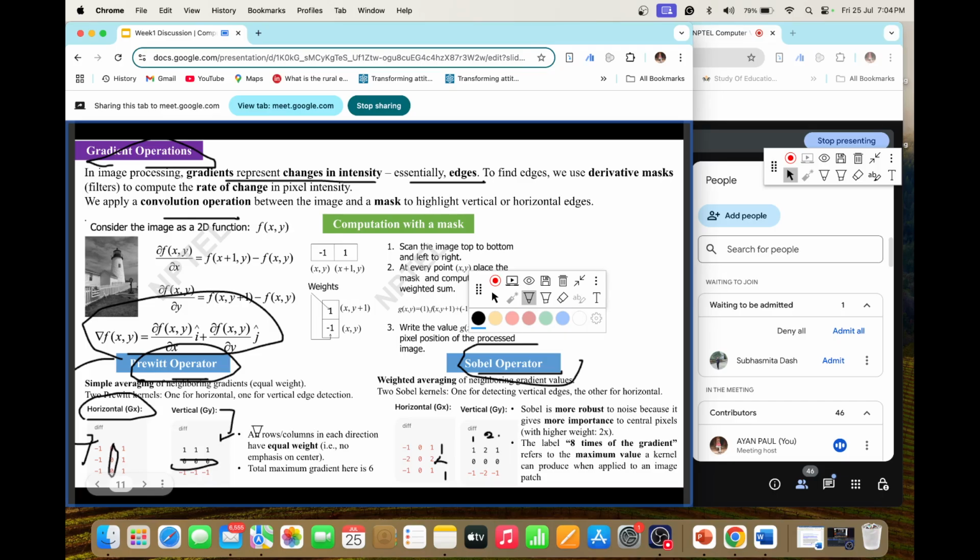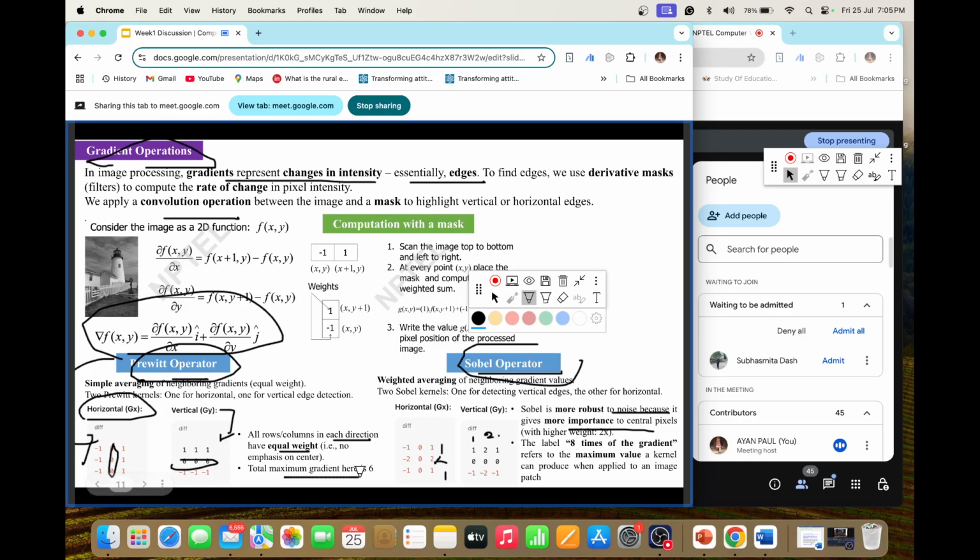So if we are talking about the Prewitt operator, all rows and columns in each direction have equal weight, 1 1 and 1. But in the Sobel operator the middle row has 2x weight. So the Sobel operator is more robust to noise, because it gives more importance to the central pixel. We give more weight to the central pixel in the case of the Sobel operator. In the Prewitt operator, we give equal weight to all the columns as well as rows. So that is the difference between the Sobel operator and the Prewitt operator.